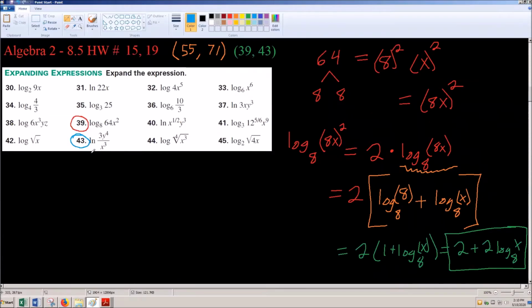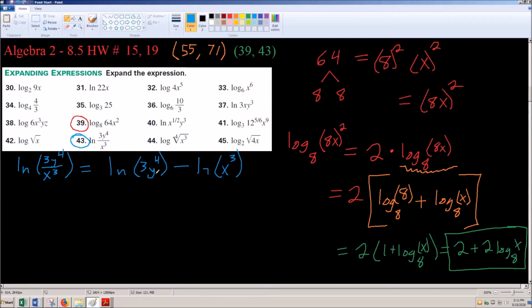43, perfect. Looking at this one, when I see ln, it's really just using log with a base of e, so we'll keep that in mind. But when I have division, that's subtraction. So the first thing I'm going to do is change this into something that looks like natural log of, now here's my numerator, 3y to the 4th, minus natural log of x to the 3rd.